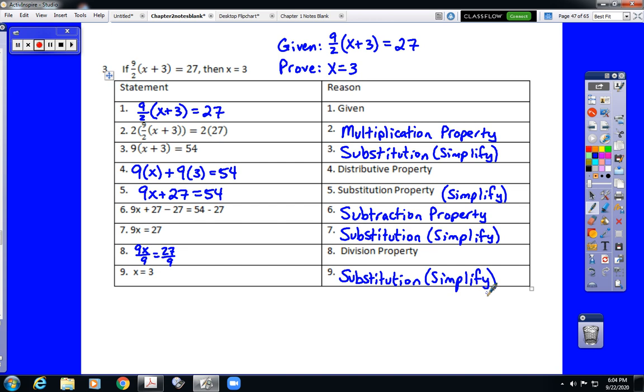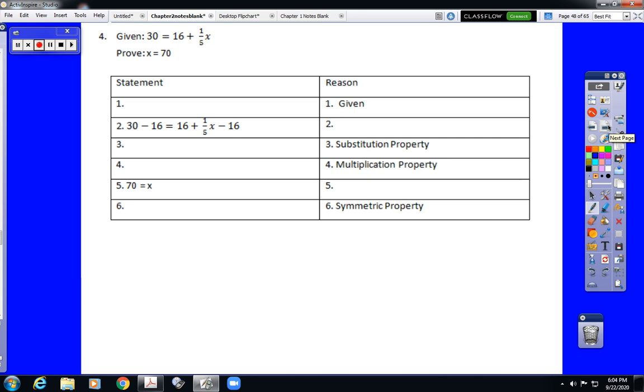One more example in this video, then we'll stop this one and have one more video afterwards. This one is already in given proof mode, so we should be able to start a little bit quicker. We start off by writing the given information, 30 equals 16 plus 1/5 x. Now this time I chose not to clear the fraction. Instead I started off by subtracting 16 from each side.